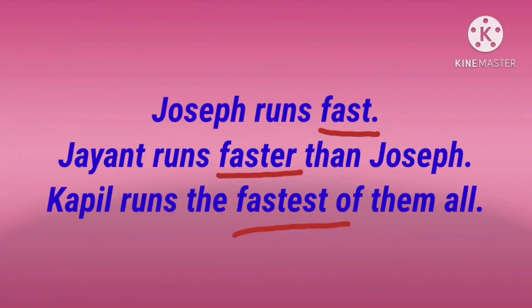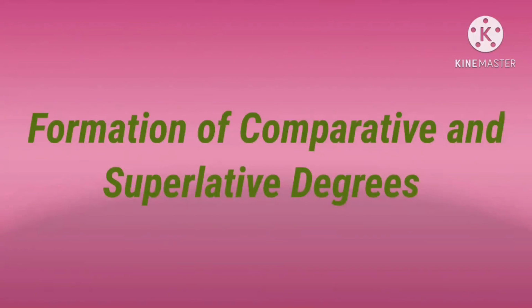So here we are using the comparative degree because we are comparing two persons. Next, Kapil runs the fastest of them all. So here we are using the superlative degree, fastest. Fast, faster, fastest.